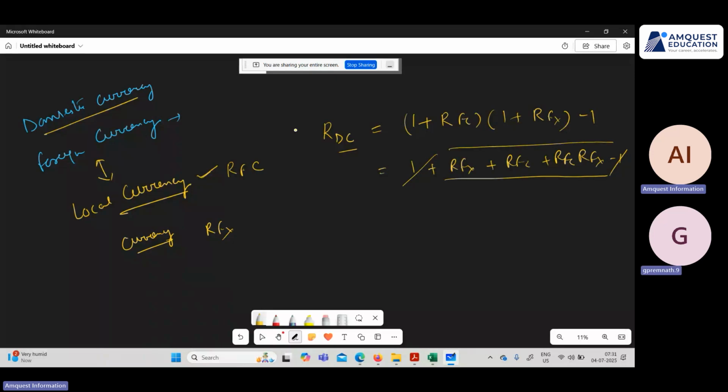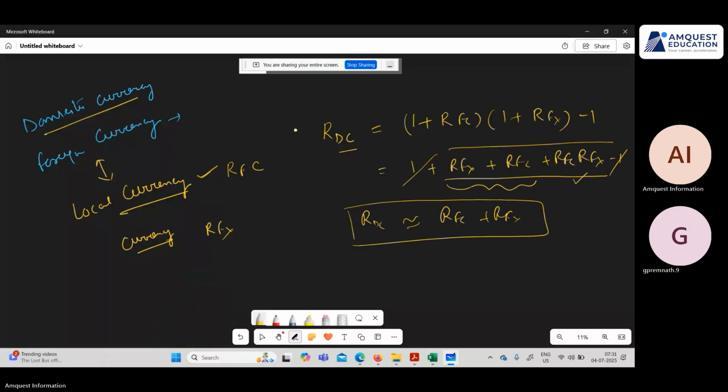But again, when it comes to approximation, depending upon what these values would be, the product could be a little smaller number when you multiply both. So I'm saying the major effect is the additive effect. So you can say that RDC could be similar to RFC plus RFX. This could be a good approximation. But obviously, the best way is to just do the final calculation. Is that okay?